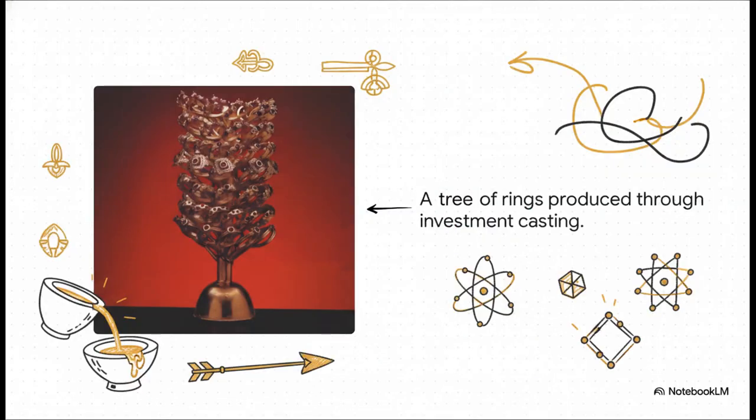Just take a look at this visually arresting tree of gold rings, produced through what's called investment casting. Casting is actually a really ancient trick. Humanity has been pouring liquid metal into molds since around 4000 BC to make things like ornaments and arrowheads. But as you'll see today, this ancient art is actually governed by some incredibly complex modern science.